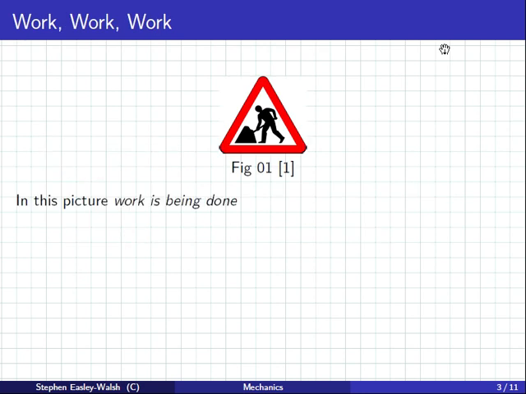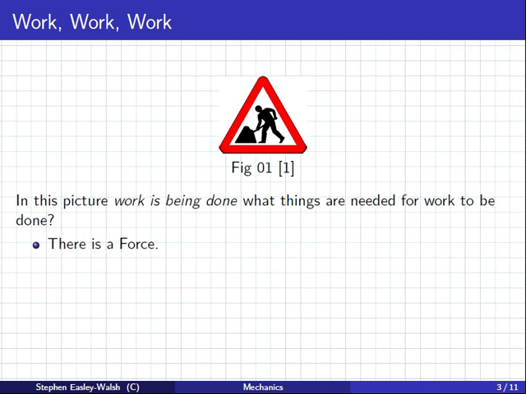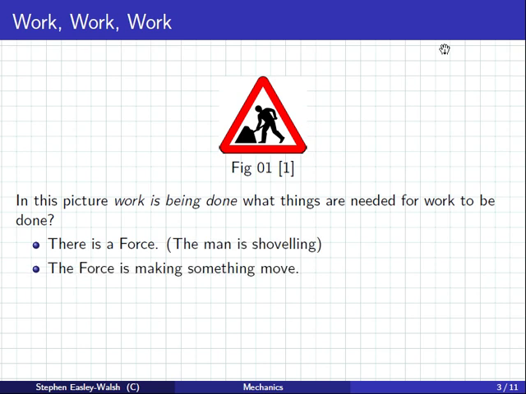So, work is being done in this picture. What things are needed for work to be done? Well, there has to be a force. In this case, it's with the shovel. And also, with work, usually you're making something move. So, what's moving in this picture? The dirt, the ground, yeah.